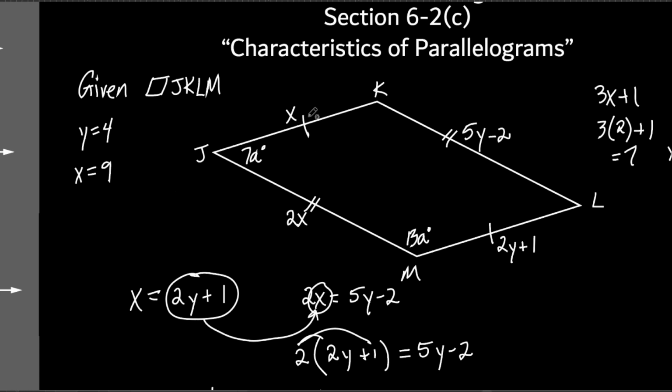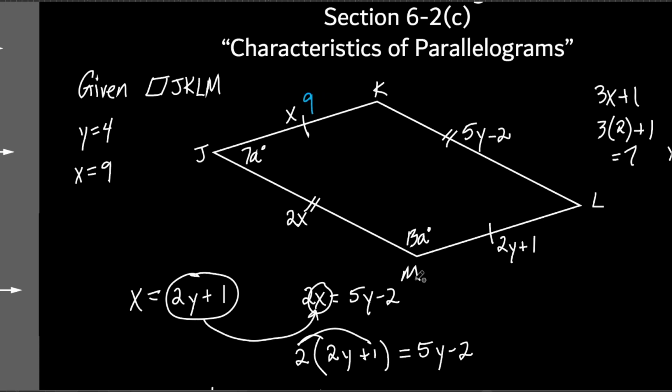I'll do it in blue. So what's side JK equal to? 9. It's equal to 9 because it's x, isn't it? And so that's got to be 9. I thought I changed it to blue. Why didn't it change to blue? Let's try it again. So x is 9.